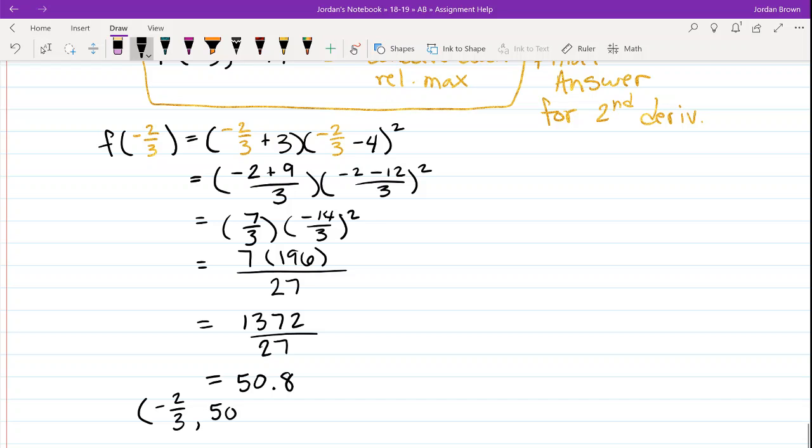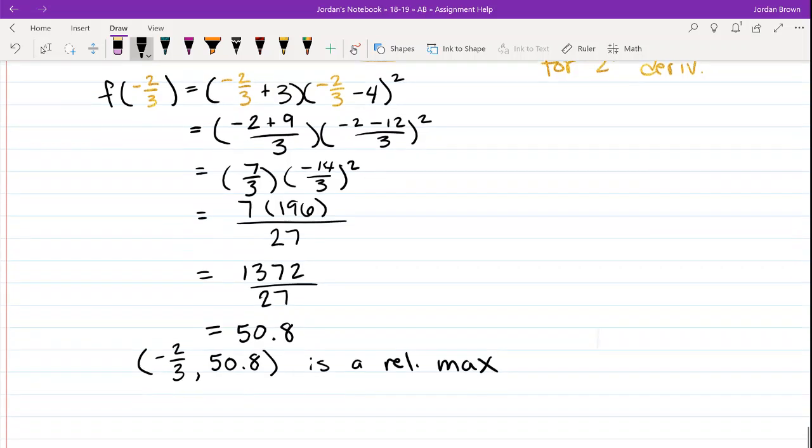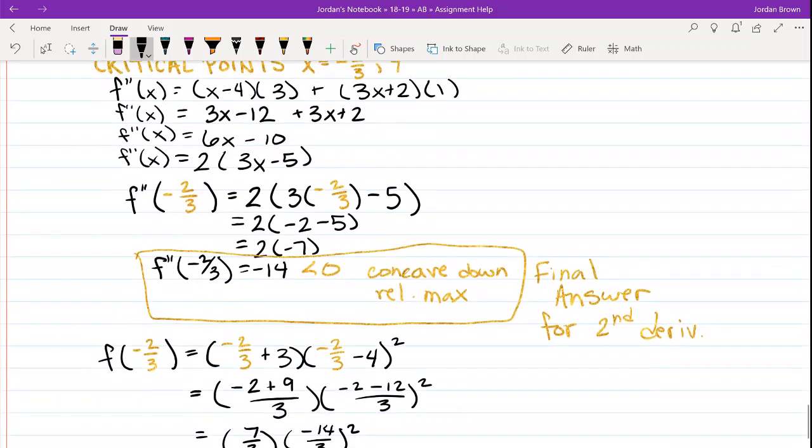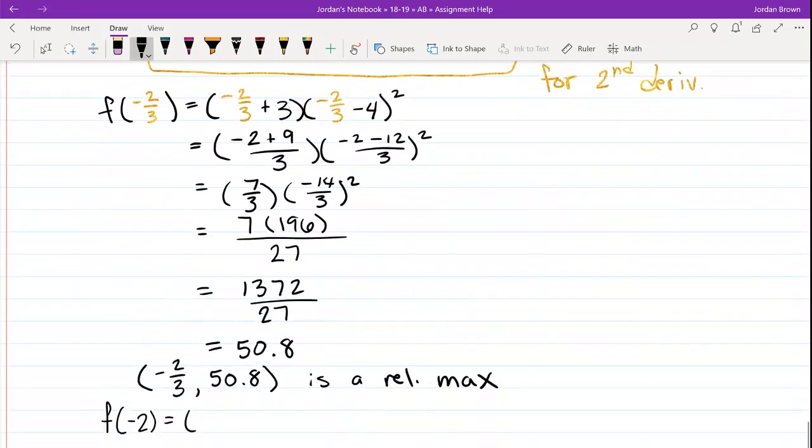So this would be the final point, right? So this, we would know, is a relative max. And to figure out if it is an absolute max or not, we'd need to test the endpoints. So we need to test f of -2, and we need to test f of 1.